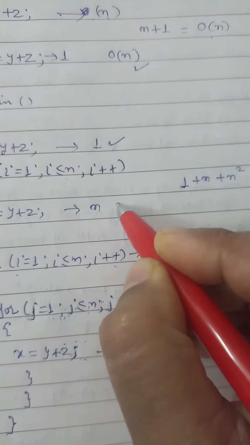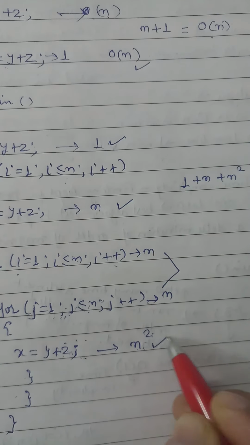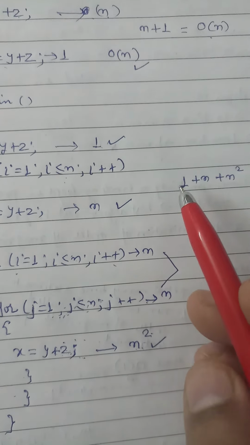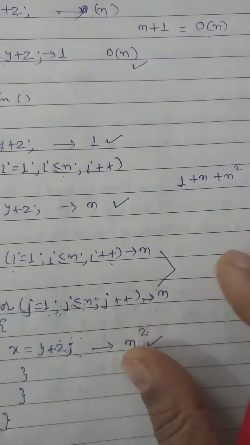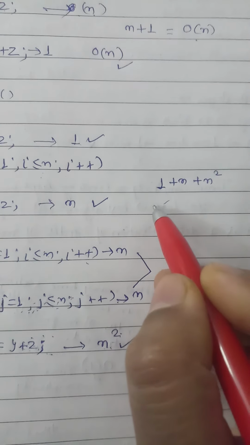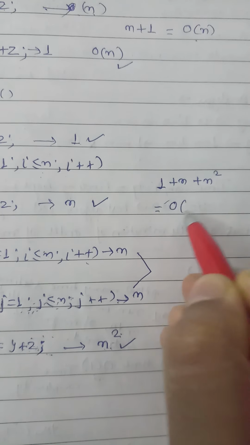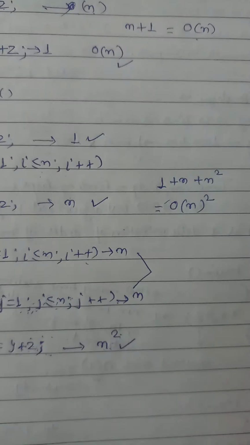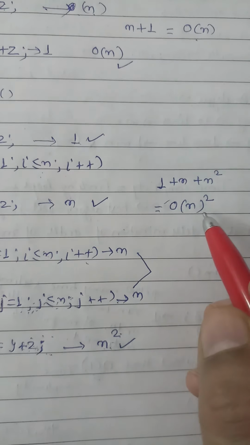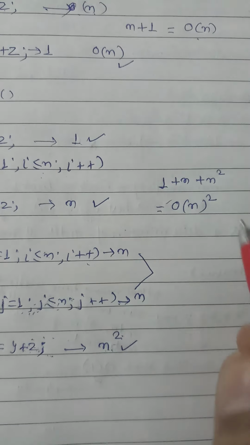1 n and n square. So total will be 1 plus n square. So what will be the time complexity? Time complexity will be order of n square.